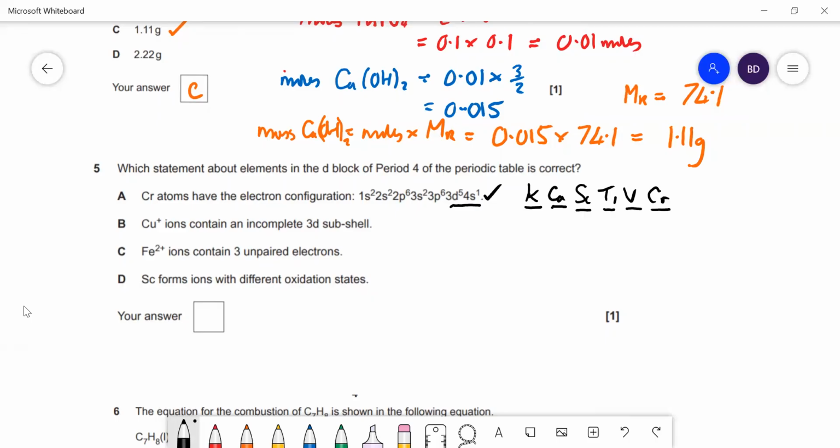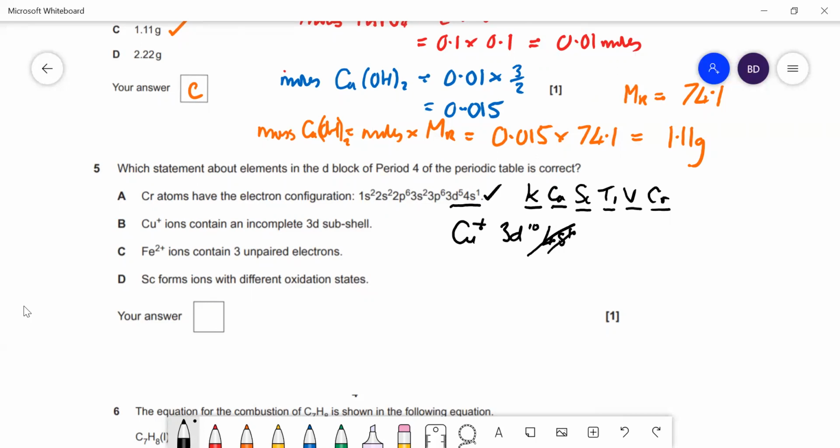Right, so the rest should all be wrong. Copper 1+ ions contain an incomplete D subshell. Well, that's wrong because the electronic structure of copper is 3d10 4s1. So in the copper 1+ ion, you lose the s electron. You've got a full D shell.